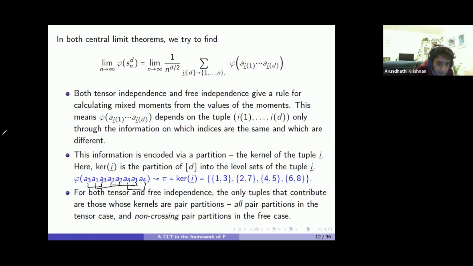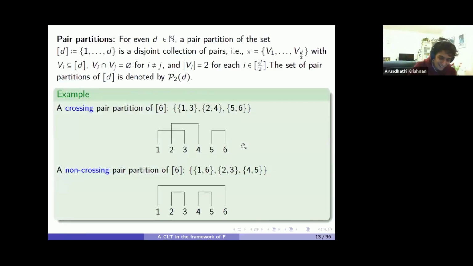So let's go to the next slide. It's possible that everyone here knows a lot more about pair partitions than I do, but I'm just briefly describing what it is. It's just a partition of a set into pairs. It's exactly what it sounds like.